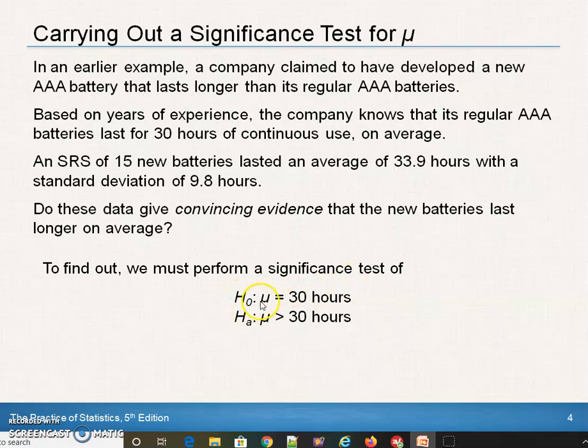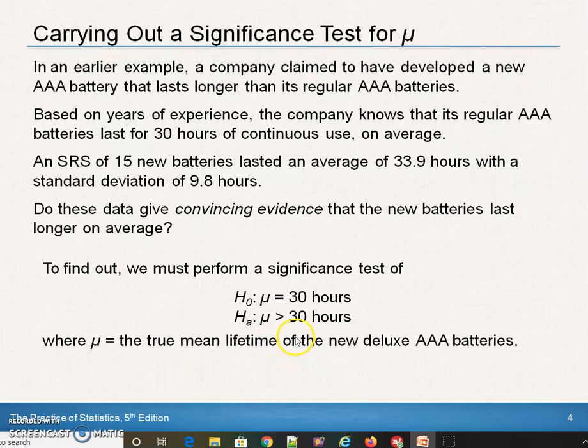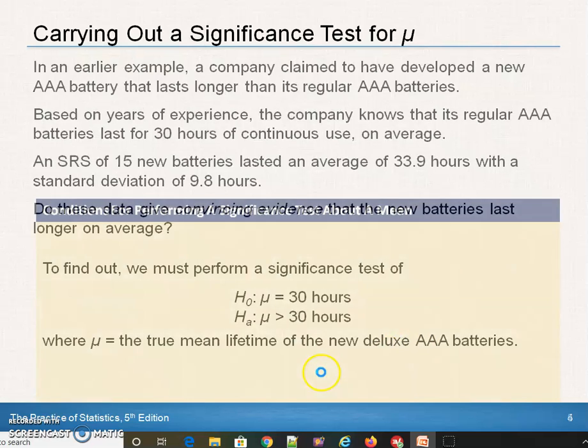Now it's the null hypothesis. Use mu instead of p. Mu is the population mean. The null hypothesis always has an equals. What they found over the years is that the batteries last 30 hours. That is the population. We're saying that this is now greater than 30 because it lasted longer. Of course, mu is the true mean lifetime of new deluxe AAA batteries.